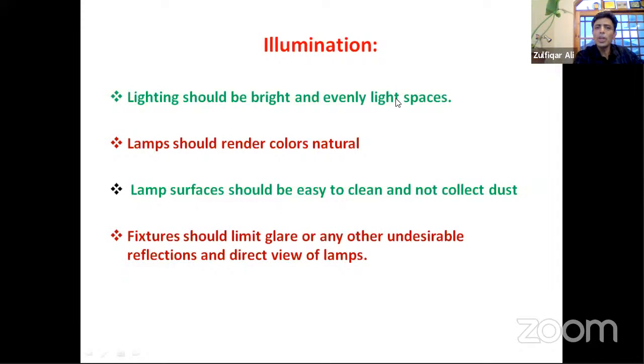Designing the illumination of an operating room, the lights should be bright and evenly placed. And most of the lights should have natural colors. Again, as we saw with the walls, ceilings, and floor, the lamps should also be easy to clean. They should not collect any dust. And we should fix lights in such a way that there is no glare once we are operating.